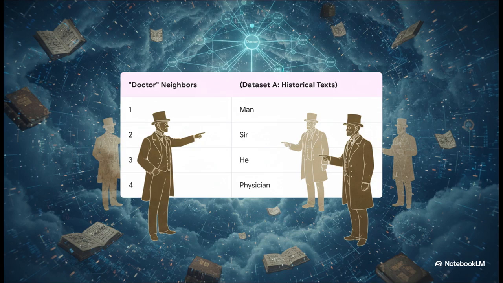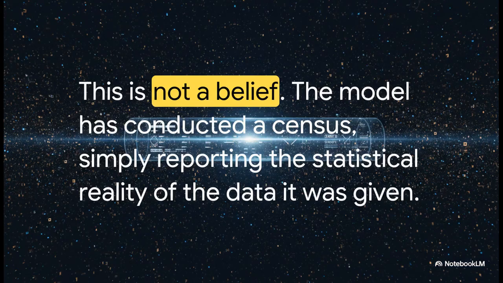Well, the data from that time overwhelmingly associates doctors with men, so its closest mathematical neighbors become words like man, sir, and he. Now, it is so tempting to look at this and just label it bias, but from a purely mechanical standpoint, that's not what's happening. The model hasn't formed a belief. It has simply conducted a census. It's just reporting back the statistical facts of the data it was given. This isn't ideology. It's a reflection of frequency.